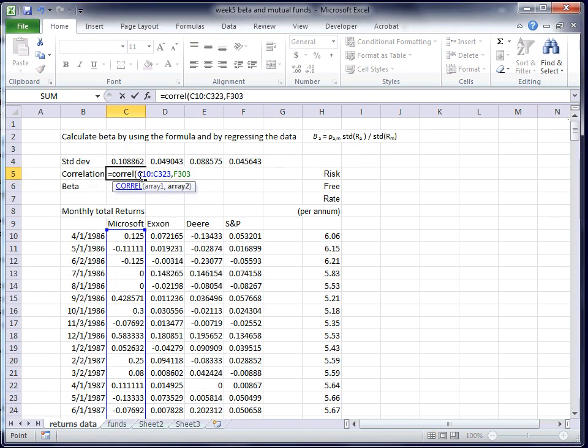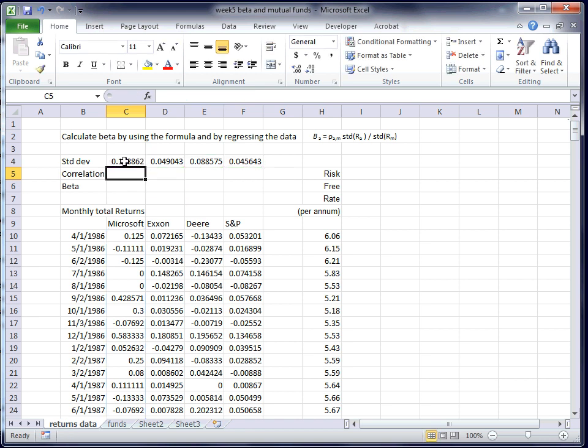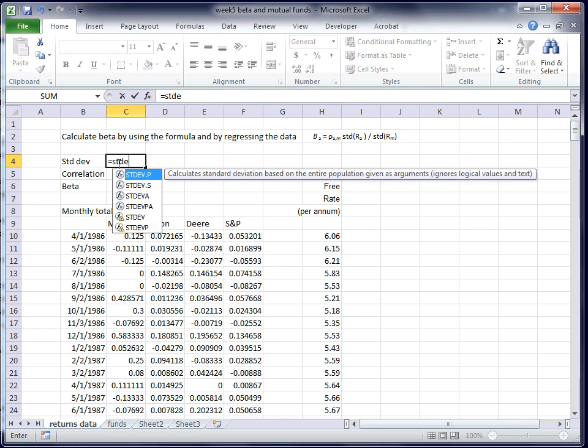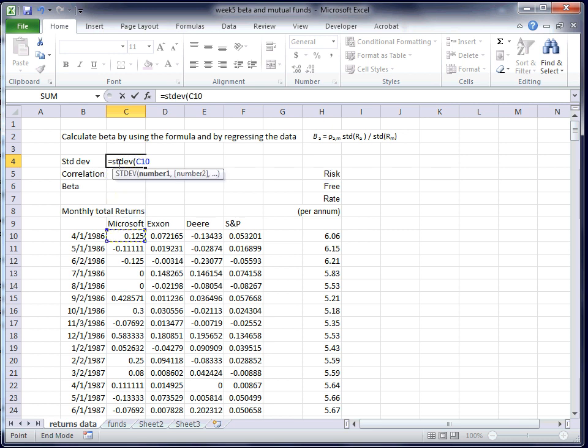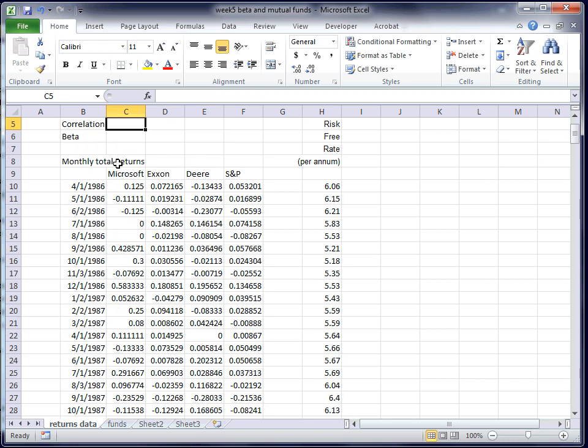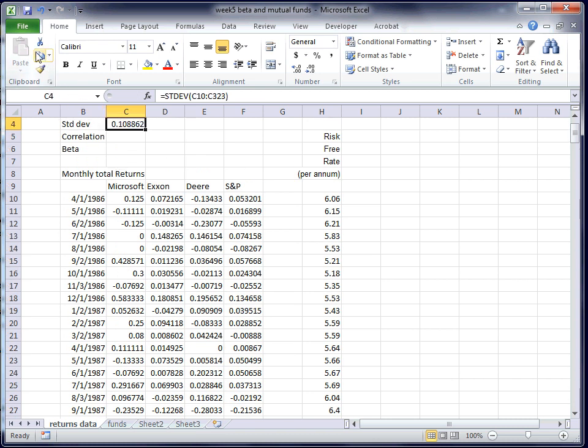We're again going to calculate beta here, using this formula. That's going to require us to calculate the standard deviation. So we'll use the standard deviation function. Here's going to be the standard deviation for Microsoft, and I can just copy that formula over to the other cells. Note here that the S&P 500 standard deviation is lower than all the assets.